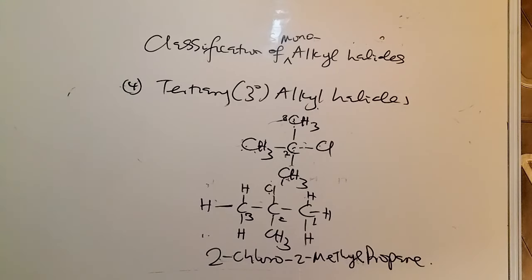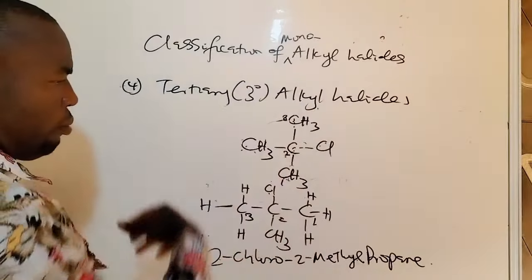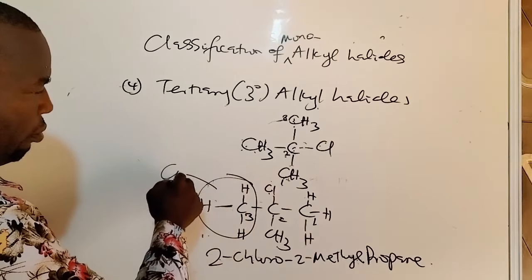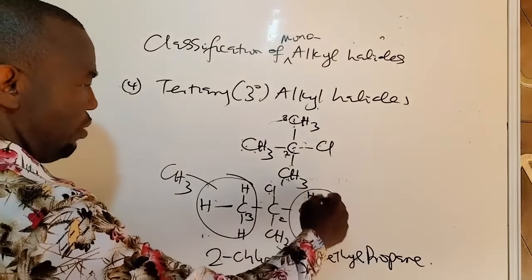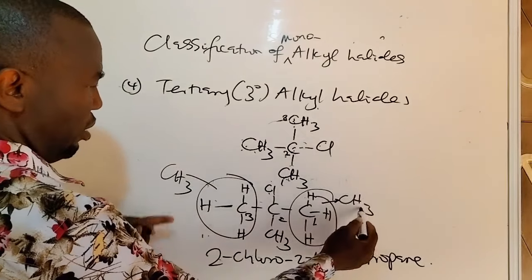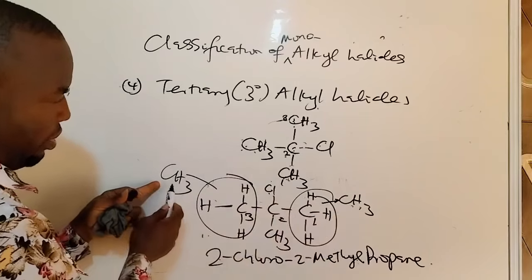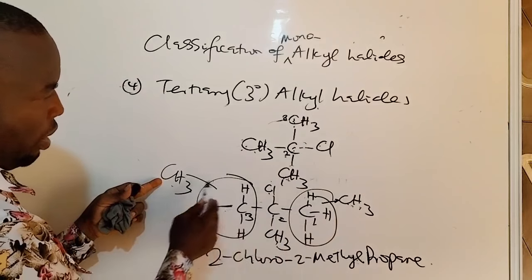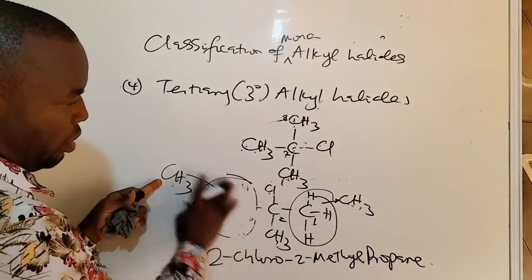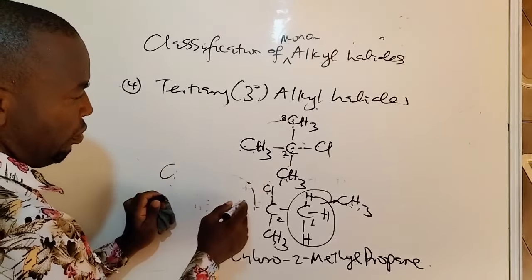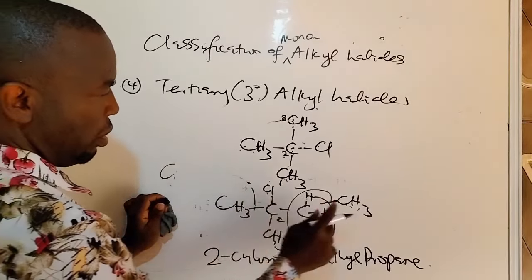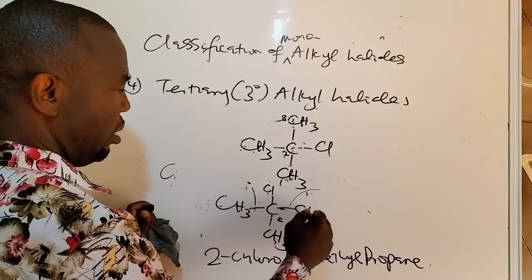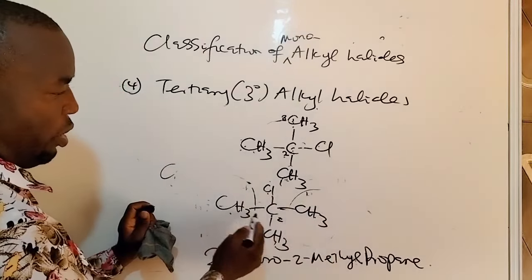To get a common name, you count the whole carbon. Remember that if you compress this, you have CH3. If you compress that, you have CH3 again. You have a methyl group, an alkyl group, CH3, and also another CH3. So 3 alkyl groups: 1, 2, 3. As you have 3 alkyl groups, look at it: CH3, CH3. 3 alkyl groups bonded to the carbon carrying the halogen.